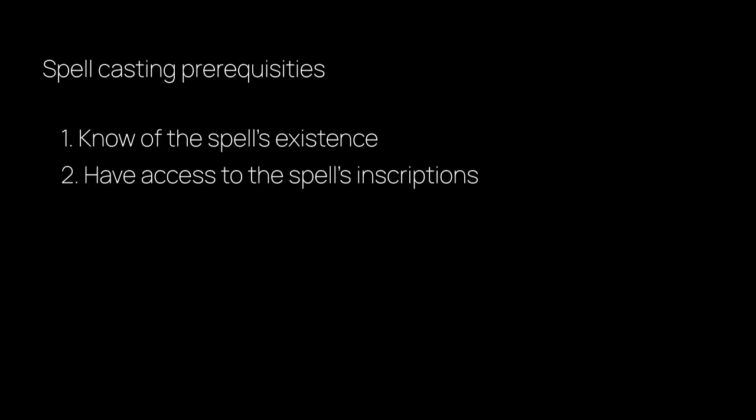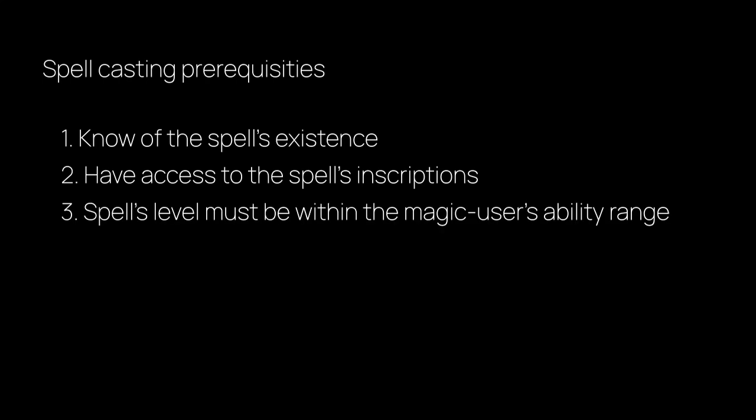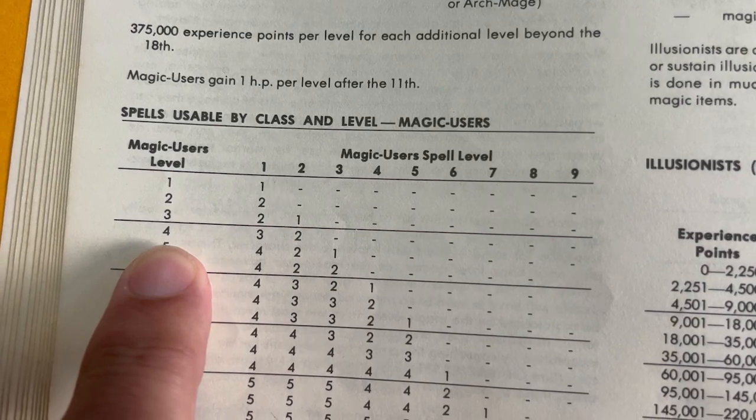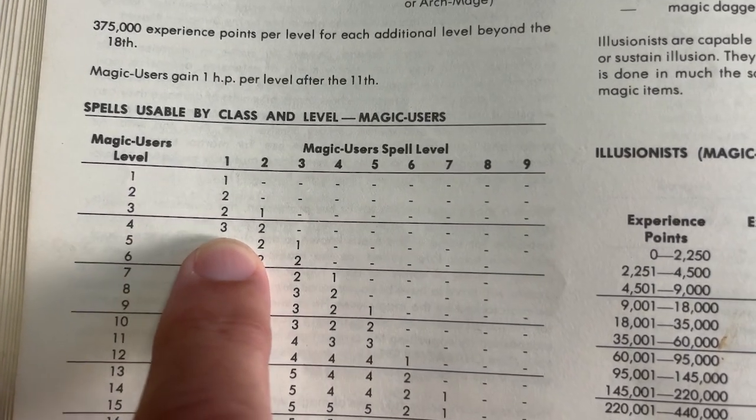Note there are 3 prerequisites before a magic user can memorize and cast a spell. Number 1, they must know of the spell's existence. Number 2, they must have access to the spell's inscriptions and instructions before memorizing it, from a spell book or a scroll. Number 3, the spell level must be within the magic user's ability range, as shown in the spell slots table. This makes spellcasting similar to cooking from a recipe.